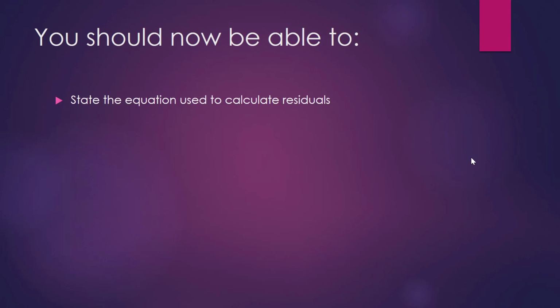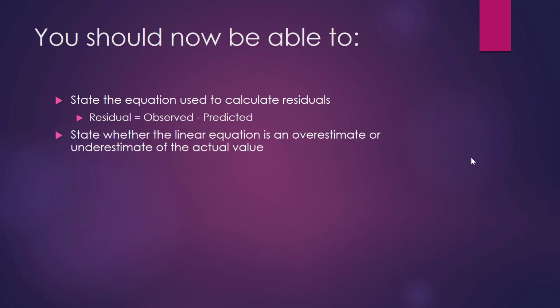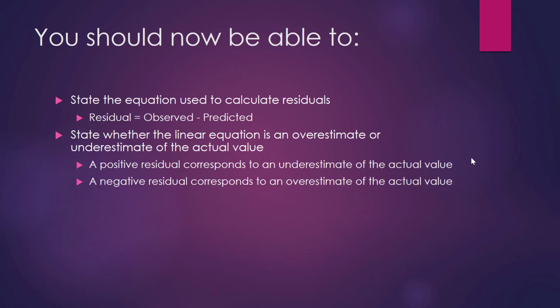At this point, you should now be able to state the equation that is used to calculate residuals. Remember, the equation is that the residual equals observed minus predicted. You should be able to state whether the linear equation is an overestimate or an underestimate of the actual value. An easy way to do that is to simply look at your scatter plot with the line superimposed. Another way to think about it is to remember that a positive residual corresponds to an underestimate of the actual value, while a negative residual corresponds to an overestimate of the actual value.